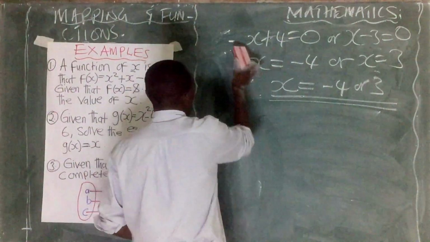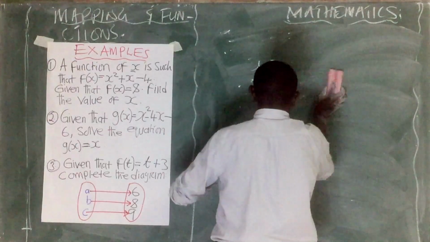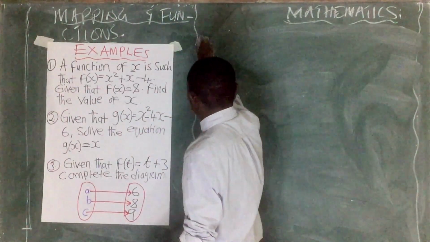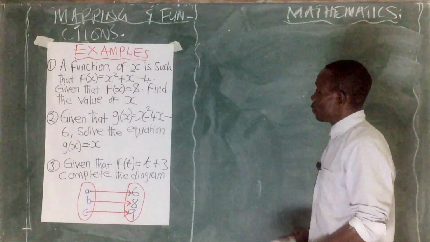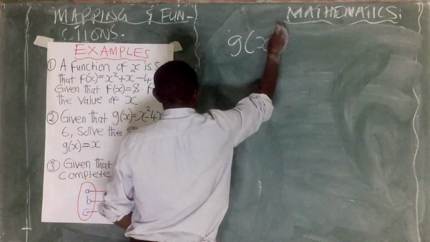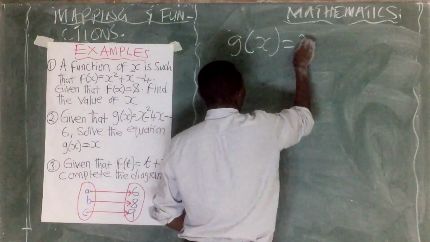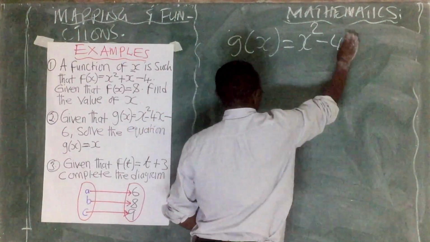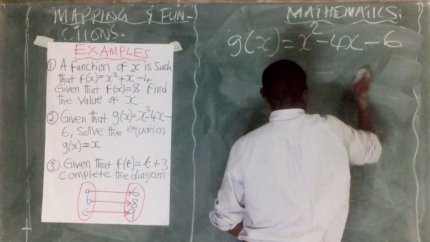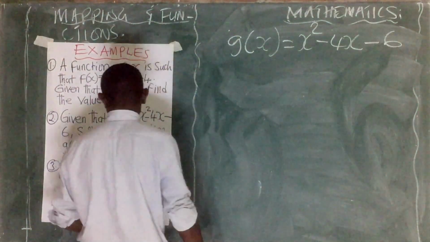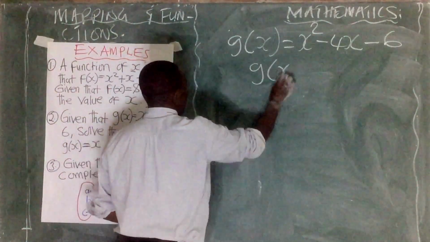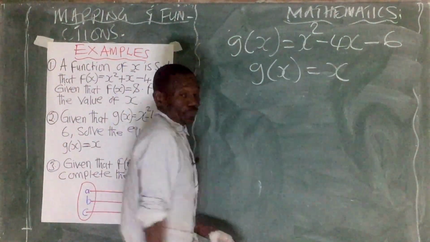Allow me to lay this one out so that we see what we have in question 2. Given that g of x, that's the function, is equal to x squared minus 4x, then minus 6. They ask us to solve the equation g of x is equal to x.